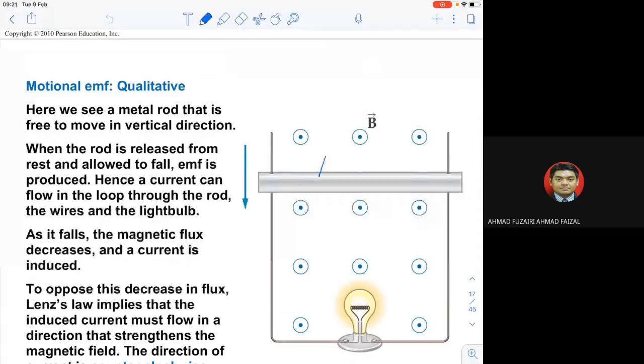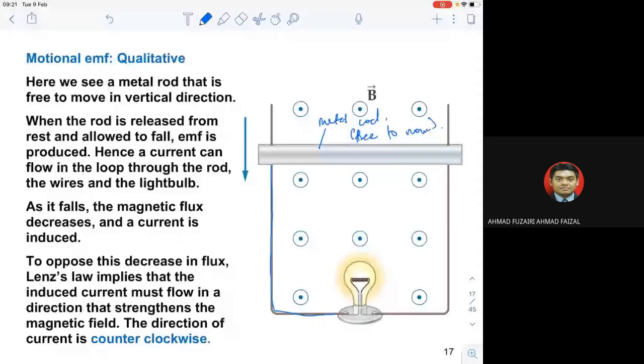Okay, this is a metal rod, right? The metal rod is free to move in the vertical directions. So what happened is now you look at the magnetic fields around the circular loop. This is a circle. Yes, this is the loop that we are talking about now.